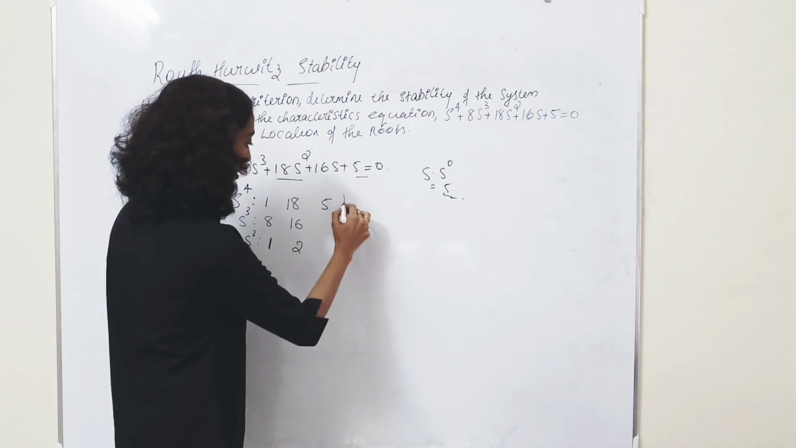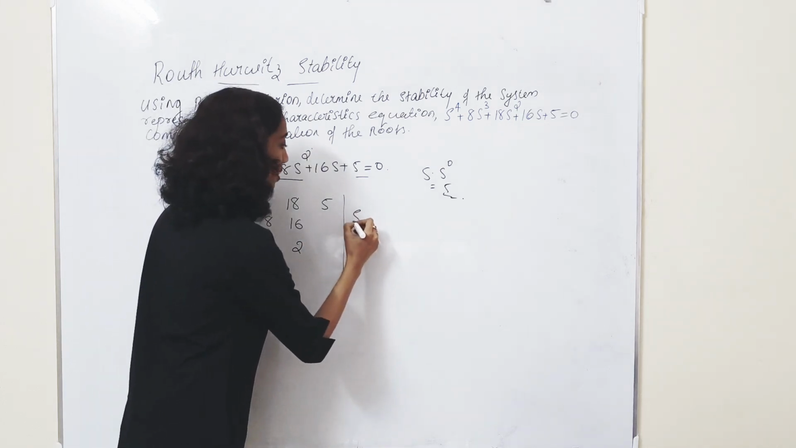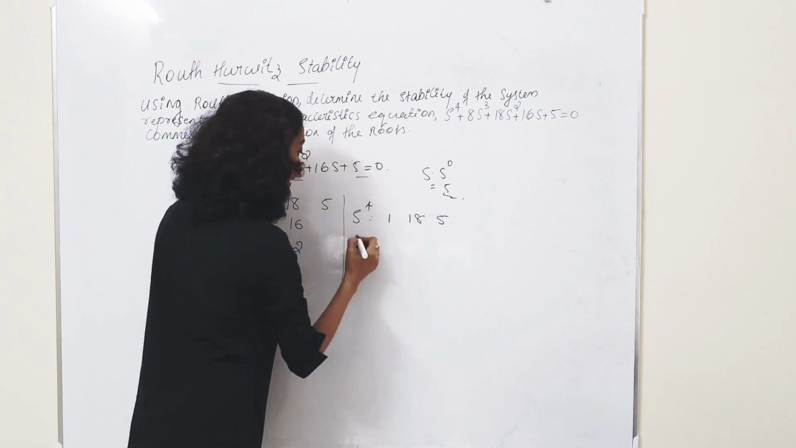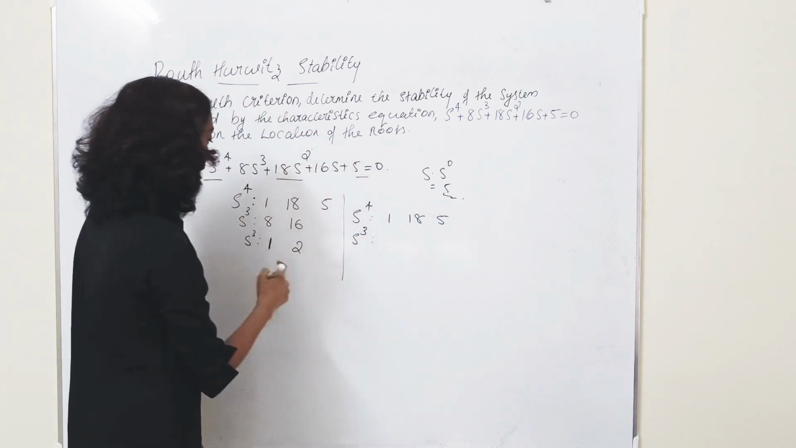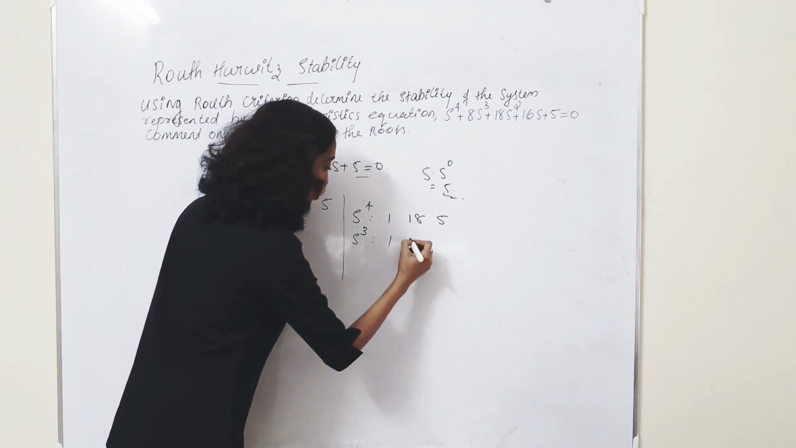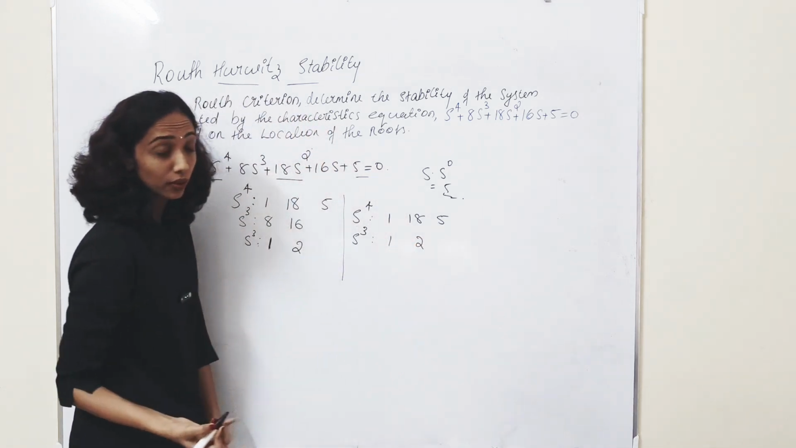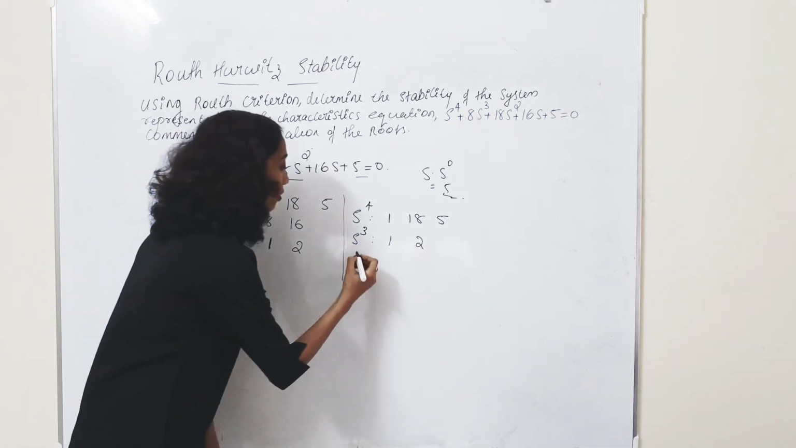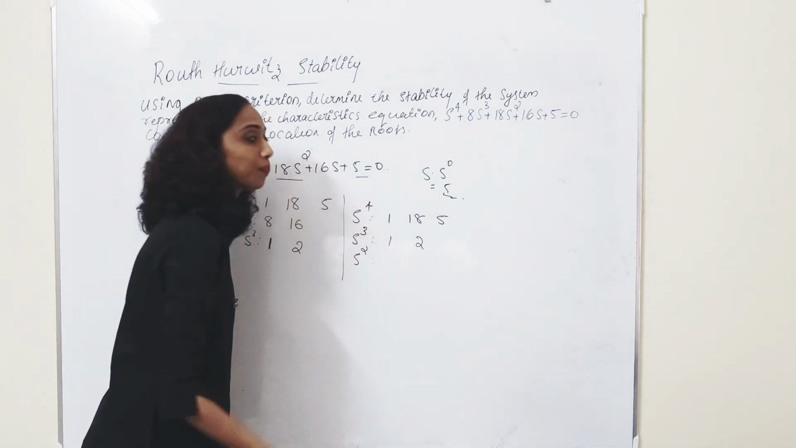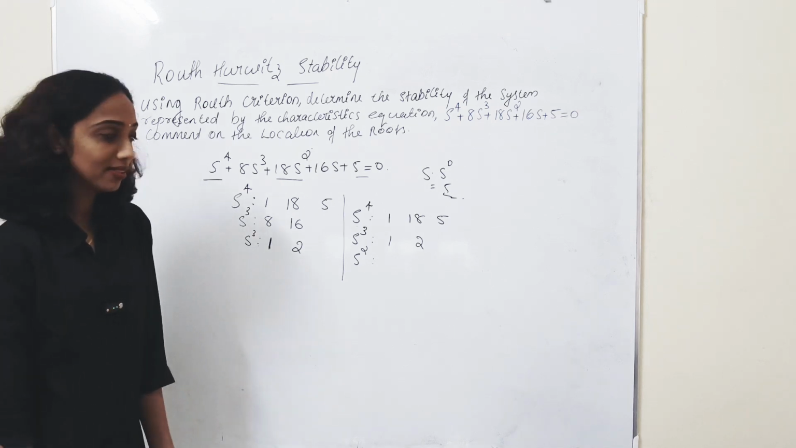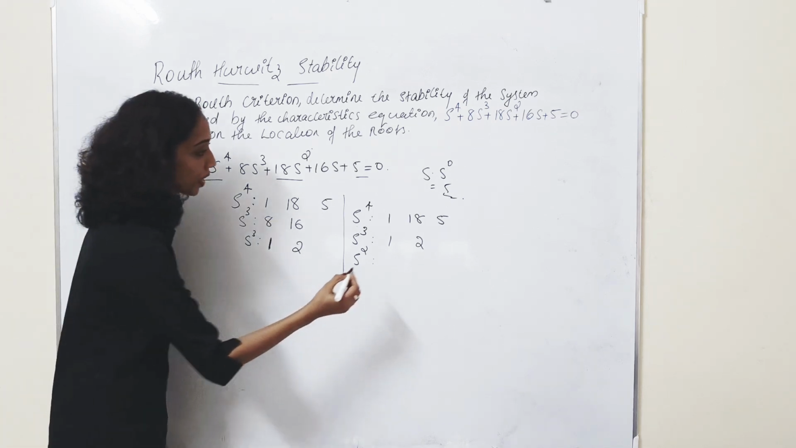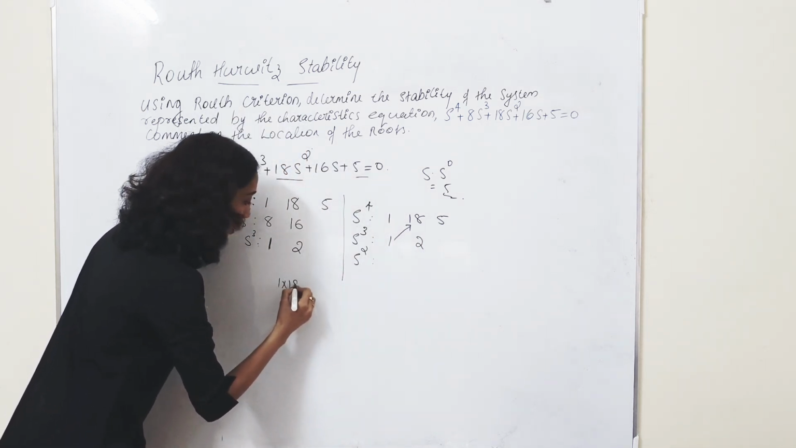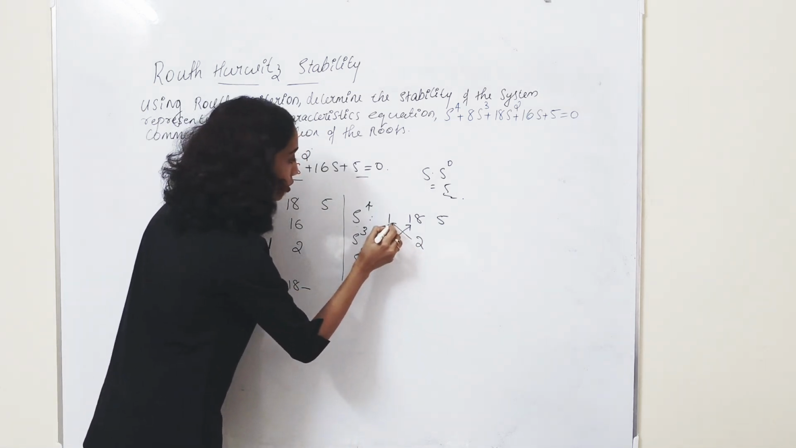Then I'll write it here for s raised to 4 as 1, 18 and 5. Here it is s cube. I'll write s cube as 1 and 2 for the further proceedings. Then we have to find the s square value. How to find the s square value? You have to do first 1 into 18 minus 2 into 1.